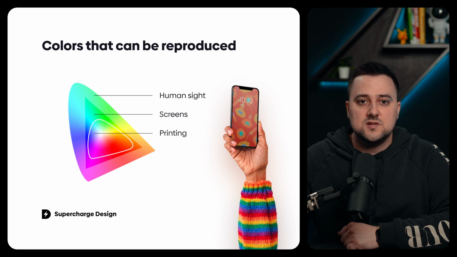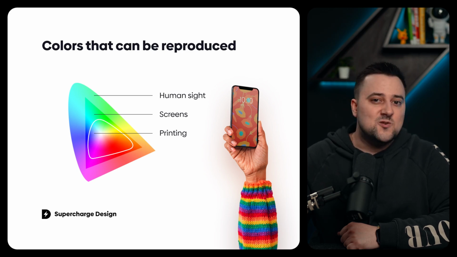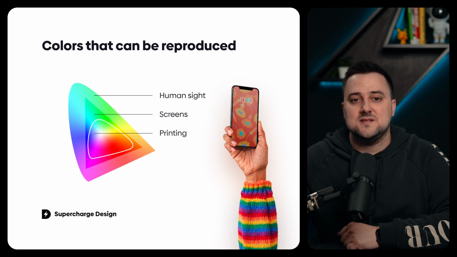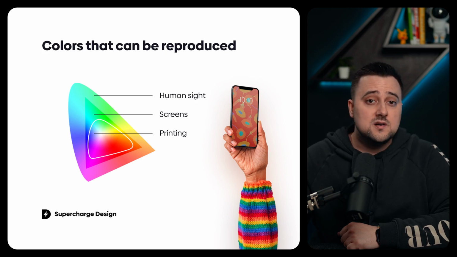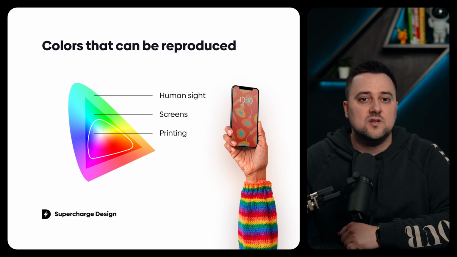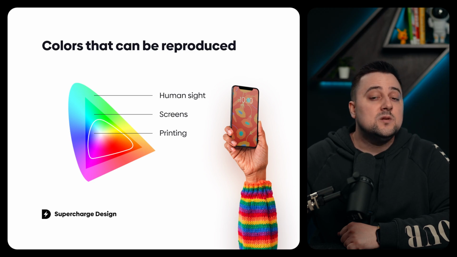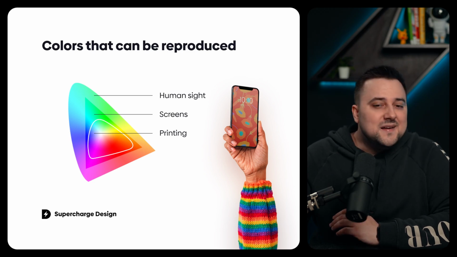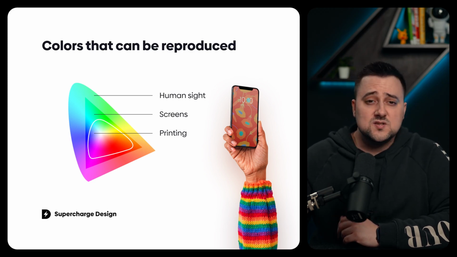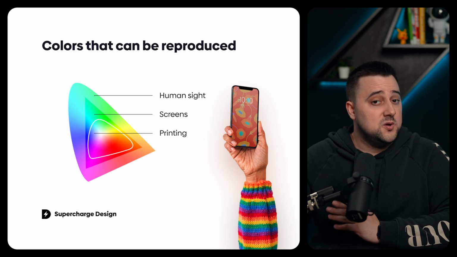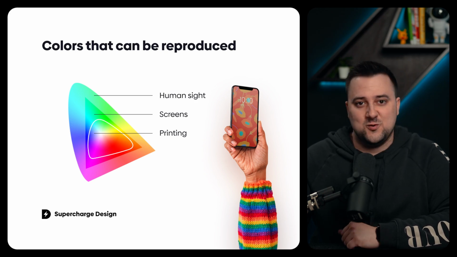Another thing you should keep in mind are color gamuts. Color gamut refers to the range of colors that a screen can display. Different screens have different color gamuts, which affect how colors are perceived and displayed. For example, some screens have a wider color gamut, which allows them to display more vivid and accurate colors, while others have a more limited color gamut. You might have noticed that colors don't always appear the same on your computer screen and your smartphone, for example.